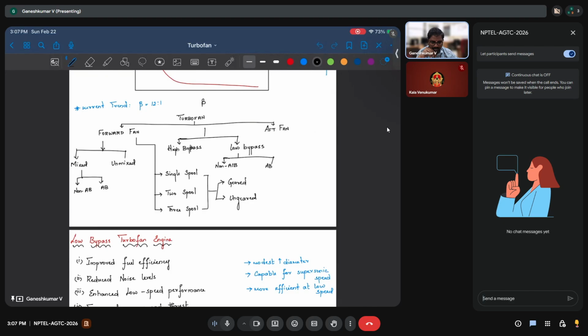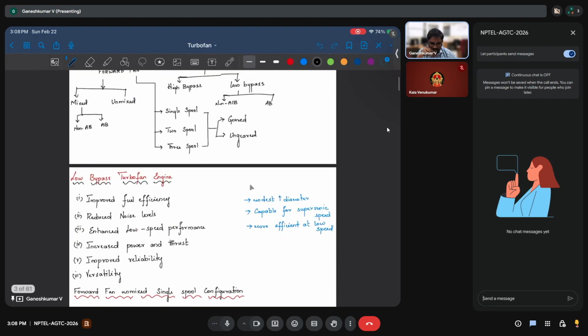And similarly, you can also divide the turbofan engines as high bypass ratio and low bypass ratio turbofan engines. Low bypass ratio turbofan engines can have afterburner and no afterburner. The forward fan engines can also be further classified as single spool, dual spool, and three spool engines, where these can be geared or ungeared. So the reason to have a gearbox, we will study that in detail in the upcoming weeks.